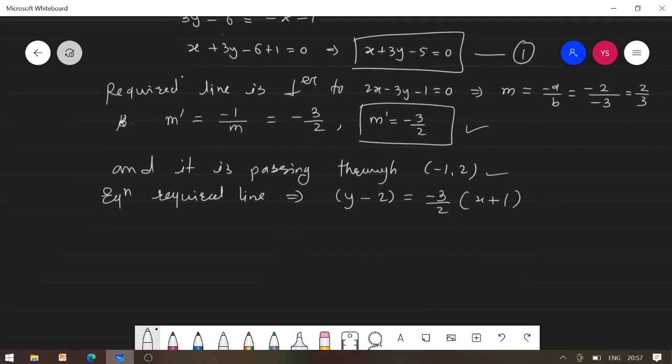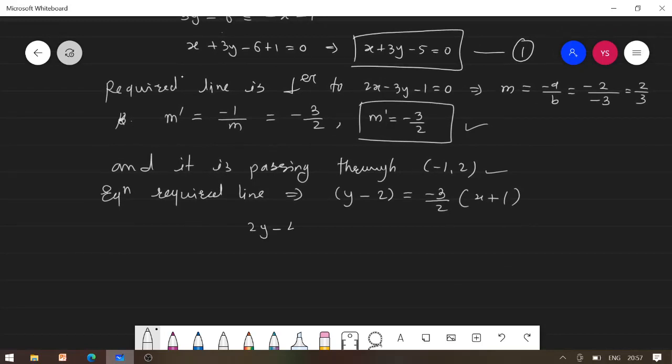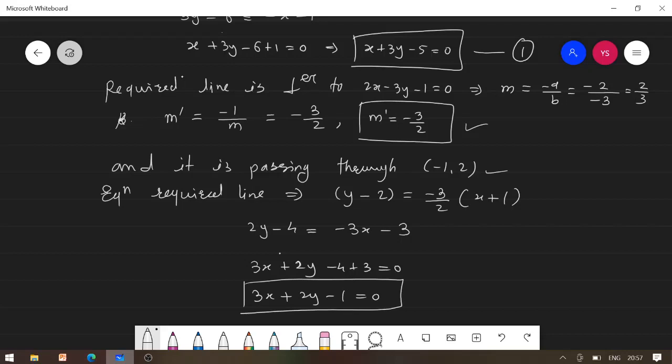After shifting 2, we get 2y minus 4 equals, distributing minus 3 over the bracket, minus 3 times x minus 3. Converting into the standard form of a linear equation: 3x plus 2y minus 4 plus 3 equals 0. So 3x plus 2y minus 1 equals 0 is the required second line. I will call it equation number 2.